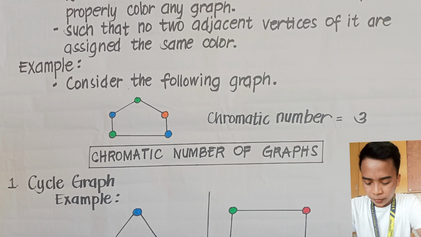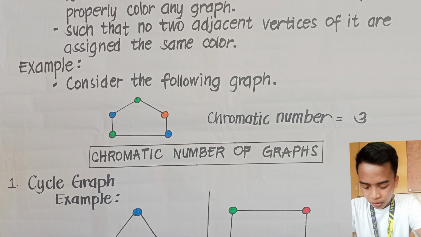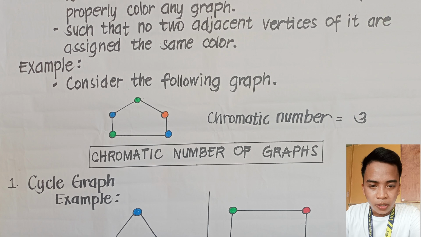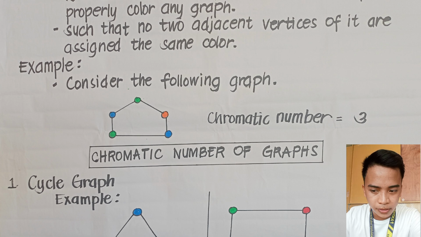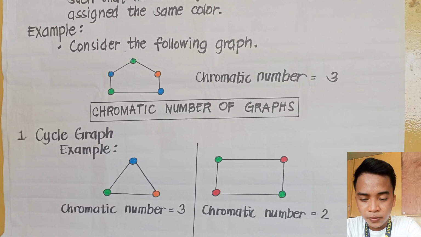Now, as you can see on the screen, this is an example of a graph which has a chromatic number of 3. In this graph, no two adjacent vertices are colored with the same color, and the minimum number of colors required to properly color the vertices is equal to 3. Meaning to say, we cannot properly color this graph with less than 3 colors. This time, let's proceed to the chromatic numbers of different graphs.